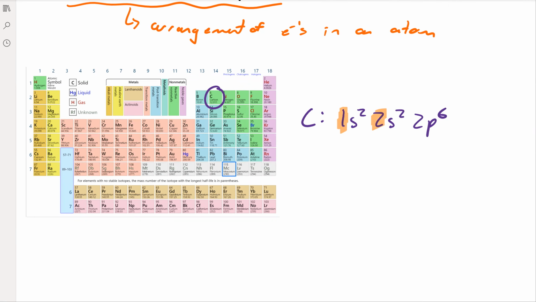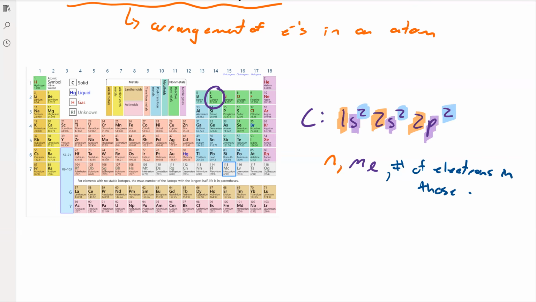The numbers, the 1, 2, and 3 are our principal quantum number, and so that's the overall energy of the orbital. The letters, the S and the P, tell us about the shape of the orbital. That's our M sub L values. And then finally, the superscripts, the 2, whoops, this should have been a 2 as well, my bad, 2p2, tell us the number of electrons in those orbitals.